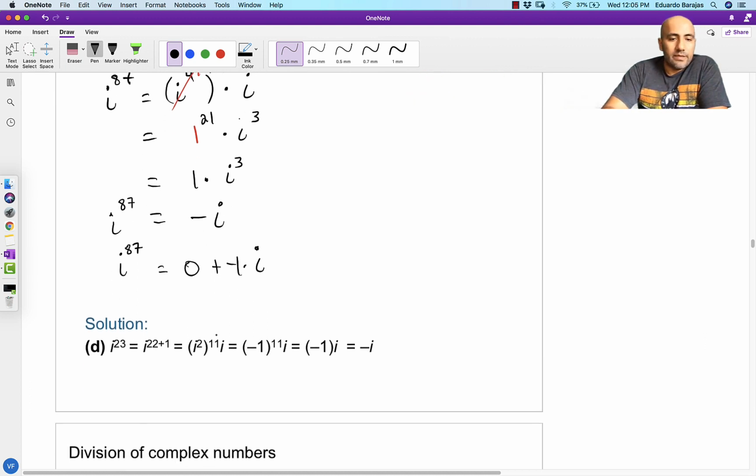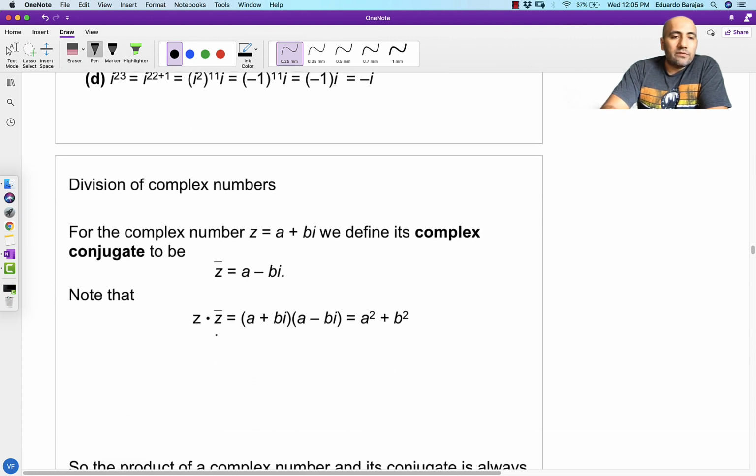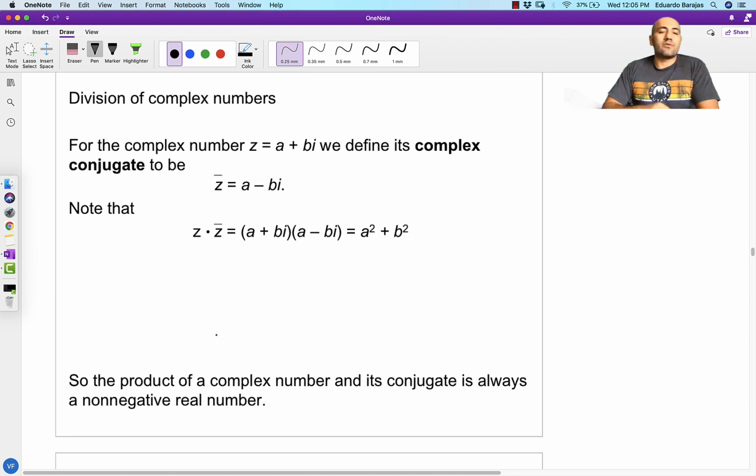Okay, so that should be super clear by now, I think. Okay, well, how do we do division? Division of complex numbers. This one's a little bit trickier, but not that bad. So for the complex number z equals a plus bi, we define the complex conjugate. We've seen this word before, the conjugate. So now we have the complex conjugate, z bar.